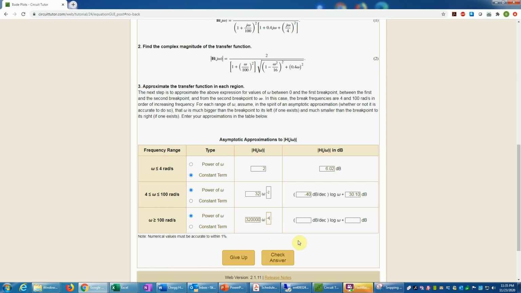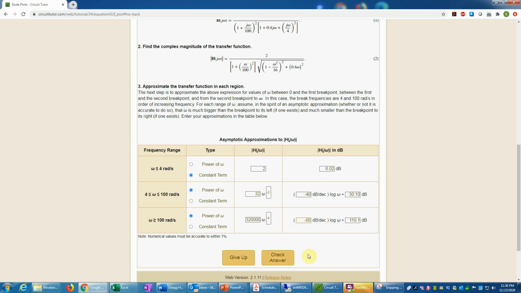And then we need to take that 320,000 and take the 20 times the log to the base 10 of that number, and that works out to be 110.1 decibels. And then the -4, again, that comes out in front when we take the logarithm of this. And so the -4 multiplies the 20, and that becomes a slope of -80 decibels per decade. So there we get a pretty healthy negative slope.